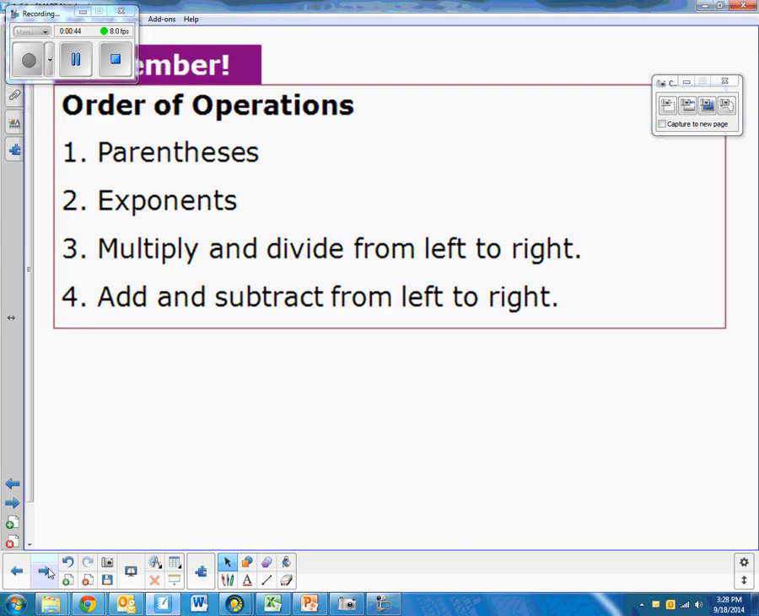So, order of operations. Again, you've seen this before, but parentheses first, then exponents, multiplying and dividing from left to right. Doesn't matter which one comes first, as long as you go from left to right. And then adding and subtracting from left to right as well. So if you see subtraction first before adding from left to right, we do the subtraction first. So PEMDAS, but remember MD and AS there don't have to be in that order as long as you go from left to right. We'll look at some examples.